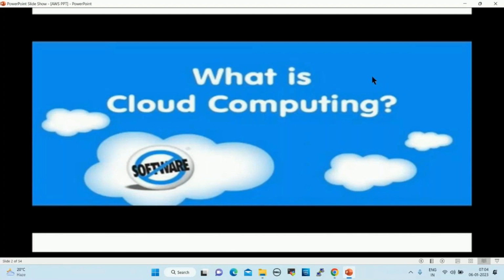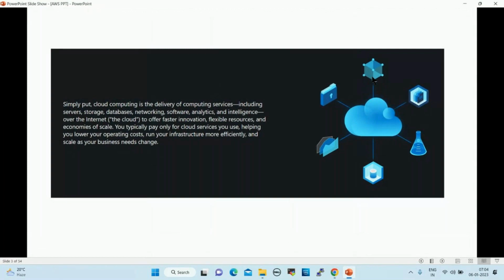It's the on-demand availability of computer systems and computing services, including storage, servers, right? So simply put, cloud computing is the delivery of computing services. It's on-demand computing services, including servers, storage, databases, networking, software, analytics, etc. When we talk about cloud computing, it is the on-demand availability of computing services like server, storage, networking, database, right? What does it mean?